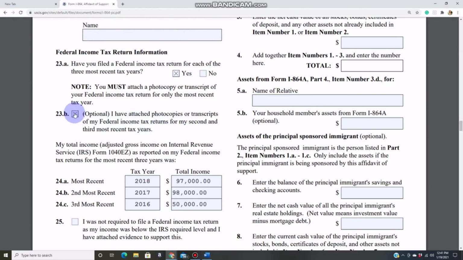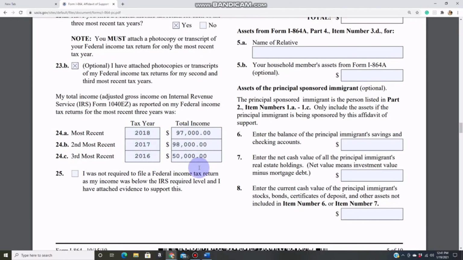So in this part, I think 23B, because my petitioner, my derivative applicant's petitioner, has attached the copy of the most recent tax years. Okay, just to be safe, you must attach the copy of your most recent tax years. So, my total income, adjusted gross income on Internal Revenue Service Form 1040EZ, as reported on my federal income tax return for the most recent 3 years was. So, this is the tax years and the income.